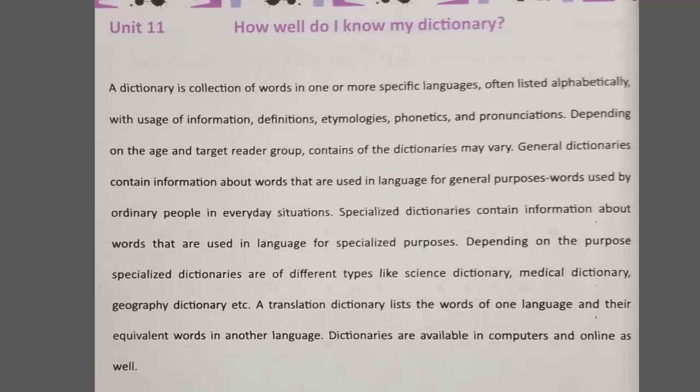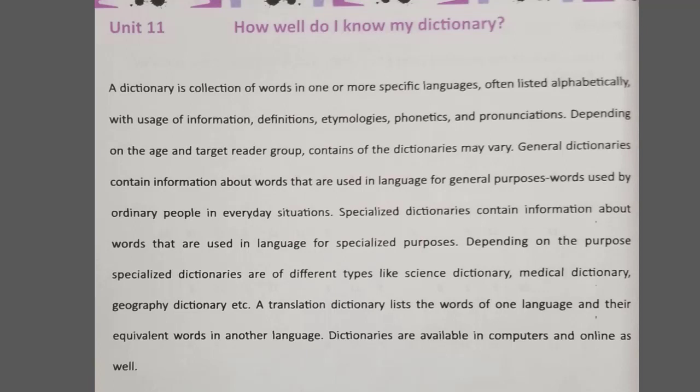But we can see that there are some specialized dictionaries as well. Those are specialized for target readers, right? Like probably for science students we get a scientific or a science dictionary. Then we have geography dictionary for geography students, and medical dictionary for medical students, or botany dictionary for botany students, right? So henceforth we have these specialized dictionaries. Then we have this translation dictionary, which is again quite common. You will see, you might have one as well. A translation dictionary is like a Bengali to English dictionary or an English to Bengali dictionary. It translates words from one language to another, right?